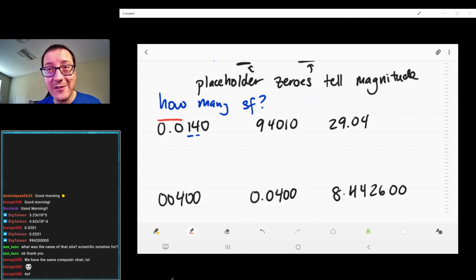Next, we want to look, do we have any zeros in between? Nope. So moving on, do we have any zeros that are trailing at the end? Yes, we do, right? And so we have to look, is there a decimal in this number? I see a decimal point. If you have a decimal point, that means yes, it is significant. So we are going to have that last zero there be significant. So this number will have 3 significant figures. Is that okay?